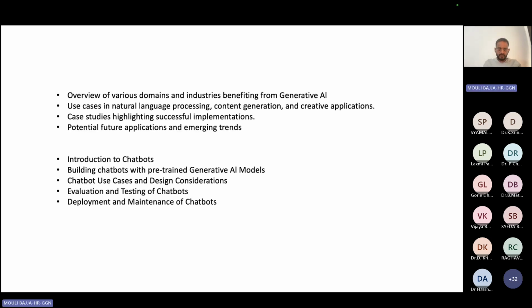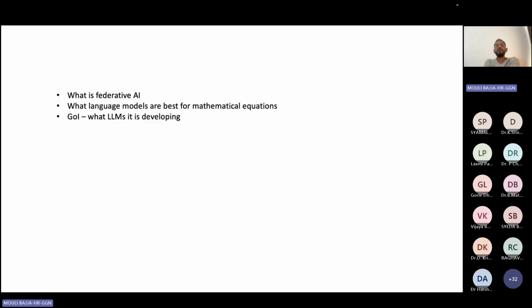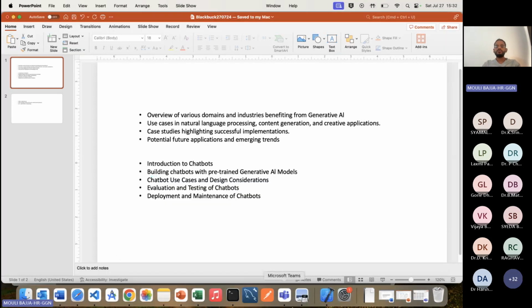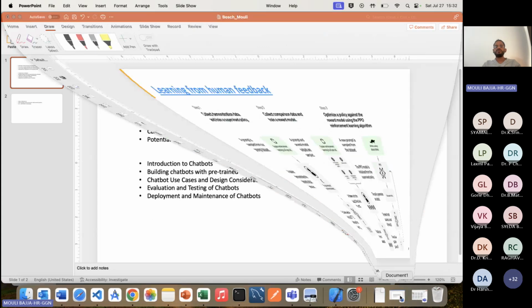All right. Any question here on these three points? Okay. Now, what are the chatbot use cases and design considerations? Building a chatbot with pre-trained generative AI models. I will talk about one architecture.